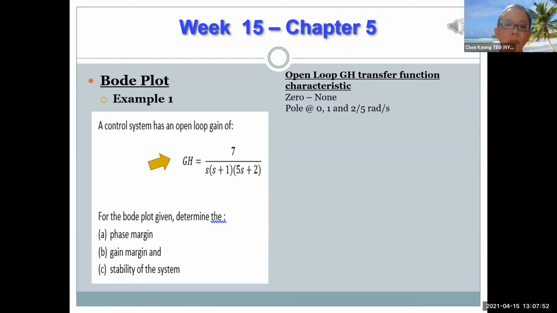A quick glance at the GH open loop transfer function shows that there is no 0 and 3 poles in the system. To get the phase margin and gain margin, the overall magnitude and phase plot have to be plotted. To get the overall magnitude and phase plots, each of the asymptotes has to be plotted.